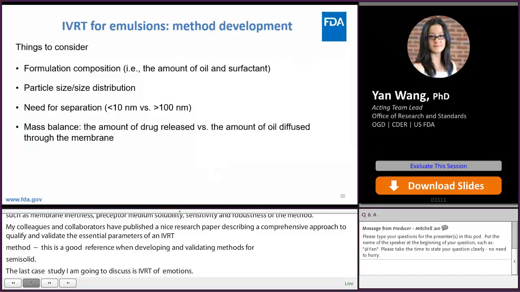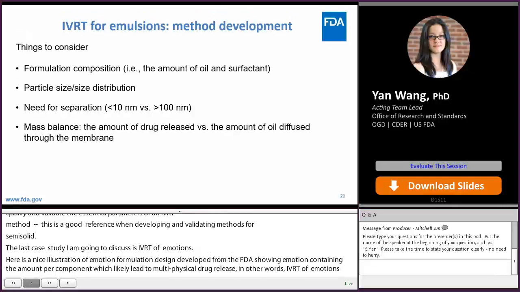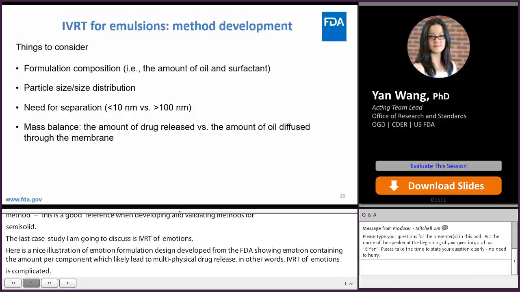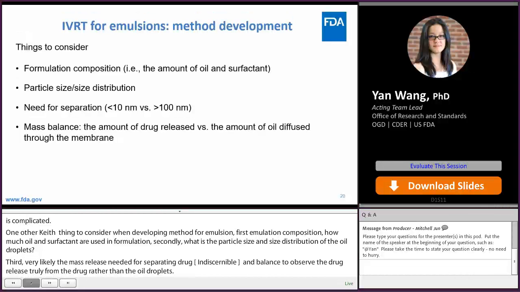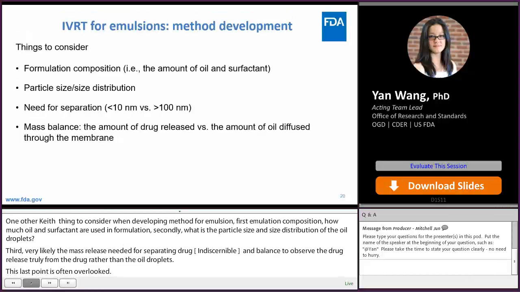What are the key things to consider when developing an IVRT method for emulsion? First, formulation composition. How much oil and surfactant are used in the formulation? Second, what is the particle size distribution of the oil droplets? Third, very likely, the method needs the ability to separate the released drug from the formulation. And fourth, mass balance to ensure the observed drug release is truly from the released drug, rather than sampling the oil droplets. This last point is often overlooked. To do so, you could monitor both the amount of drug released and the amount of oil diffused through the membrane.